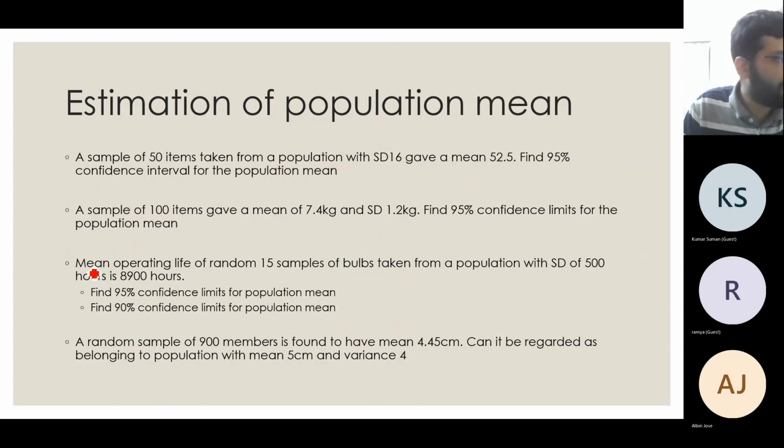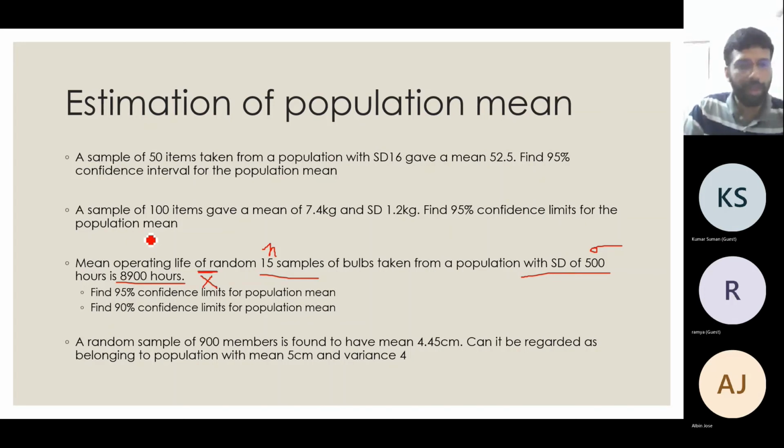Now let's see one more problem. In this case, the mean operating life of a random sample of 15 taken from a population with standard deviation 500 is 8,900. So I have n equal to 15 here, the population standard deviation sigma is given, and my x bar is given as 8,900.